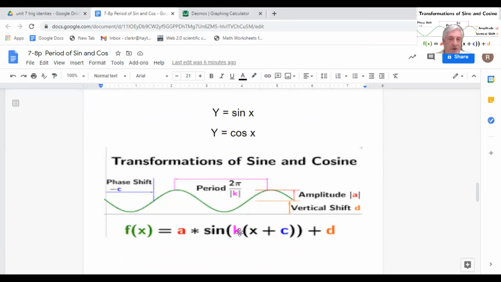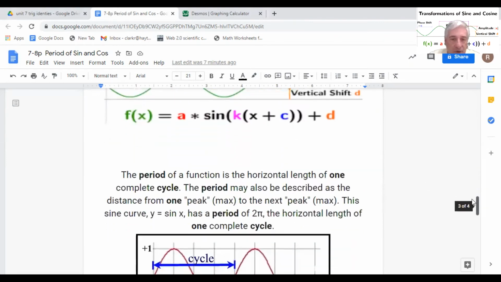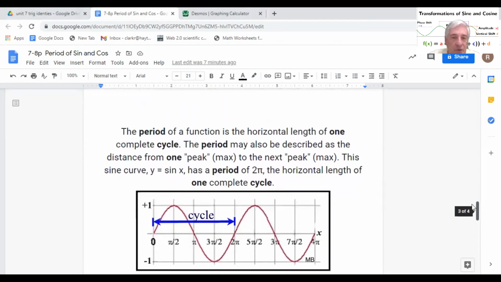Then we change the K, we're going to change the period. C talks about shifting sideways, taking our graph and transforming it, sliding it sideways. And D is going to talk about taking our graph and raising or lowering it on the axis. So today we're only going to talk about period, which is the K. The normal period is 2 pi divided by K. When K is 1, the normal period is 2 pi.